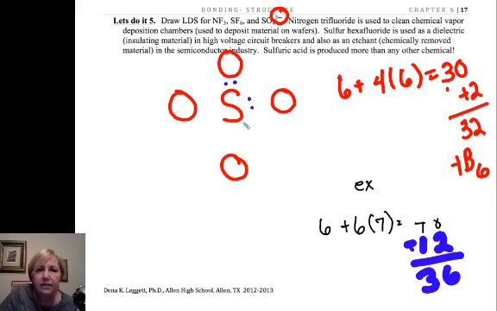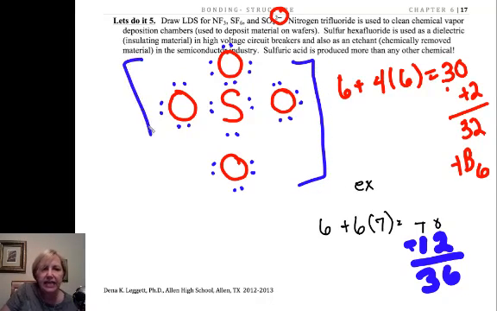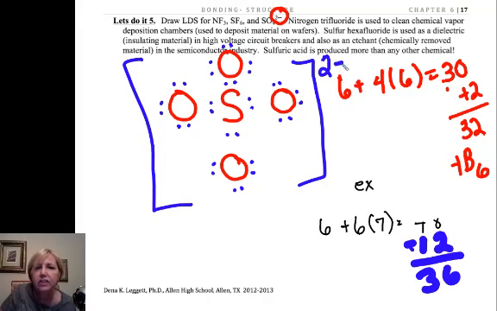Make your bonds: 2, 4, 6, 8. Satisfy your central. Done. Satisfy peripherals: 10, 12, 14, 16, 18, 20, 22, 24, 26, 28, 30, 32. Everything's satisfied. I don't need to double and triple bond. We'll see that in our next videos. It's an ion, so I have to put brackets and a charge. Okay, it's enough for now.